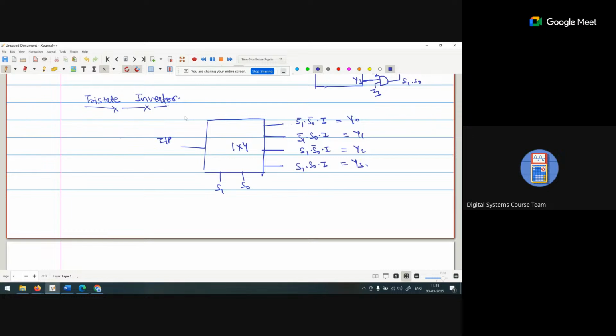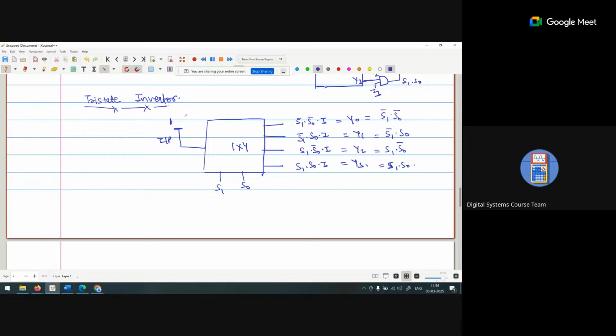Now we do one thing: we connect the input with 1. So Y0 is equal to S1 bar into S0 bar, Y1 is S1 bar S0, Y2 is S1 S0 bar, and Y3 is S1 S0. So I just mentioned it as Y0, Y1, Y2, Y3.